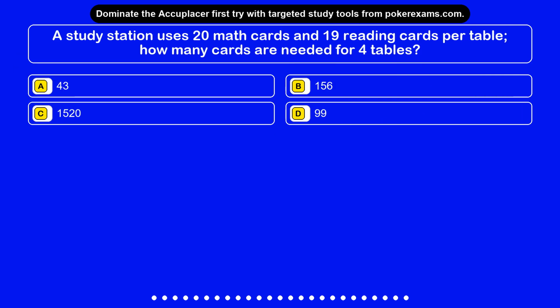Question 8. A study station uses 20 math cards and 19 reading cards per table. How many cards are needed for 4 tables? Option A, 43. Option B, 156. Option C, 1,520. Option D, 99.